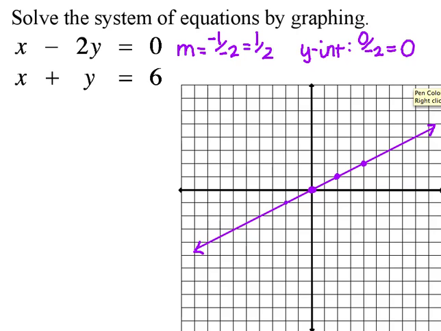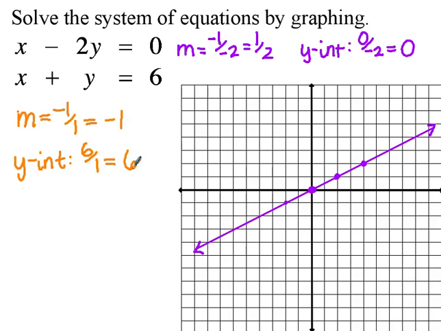So let's do the second line. What's the slope of the second line going to be? -1 over 1, which is -1. What's the y-intercept going to be? 6 over 1, which is 6. Okay, so 6: 1, 2, 3, 4, 5, 6. A slope of -1 means what? Down one, to the right one.